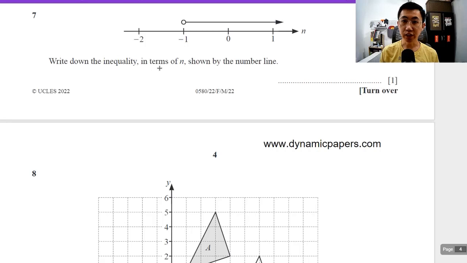Write down the inequality in terms of n shown by the number line. Okay, so you can see -1 becoming 0, becoming 1, heading towards the right, the number gets larger, right? So definitely n is going to be larger. Now look at where the point is where the hollow circle is at. That is going to be -1. Alright, if it is a hollow circle, don't put the equal sign down below. So this is actually the final answer.